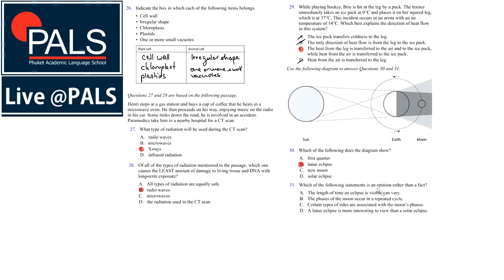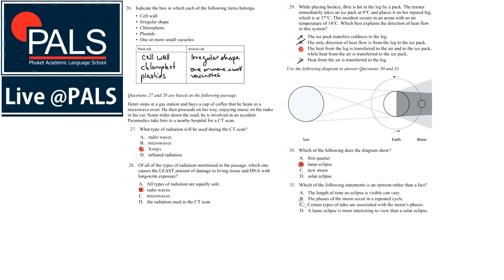Which of the following statements is an opinion rather than a fact? The length of time an eclipse is visible can vary. The phases of the moon occur in a repeated cycle. Certain types of tides are associated with the moon's phases, and a lunar eclipse is more interesting to view than a solar eclipse. So, yeah, this is, I think, pretty obvious.